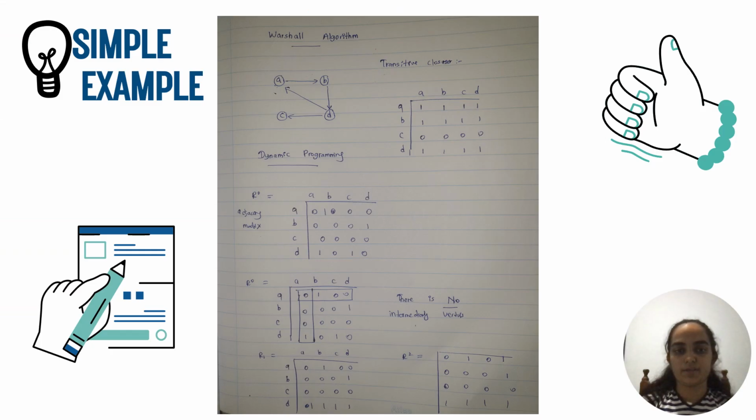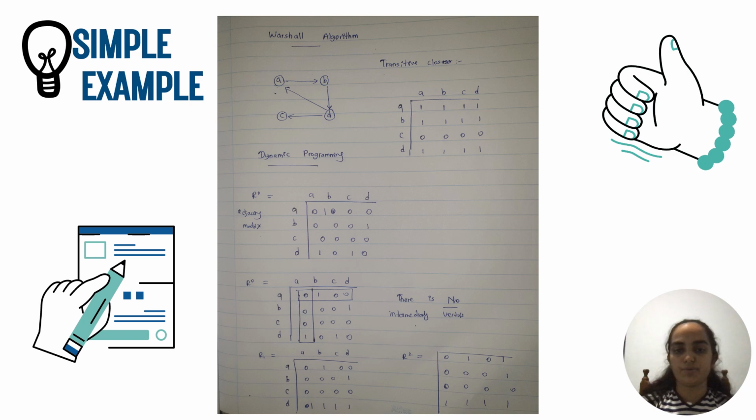So I calculate R1 and R2. We check paths using vertex A as an intermediate point. If a path exists directly or through A, we update the value to 1. So we check if any new connections appear when we allow A to be used in between. After checking, we get the updated R1 matrix.